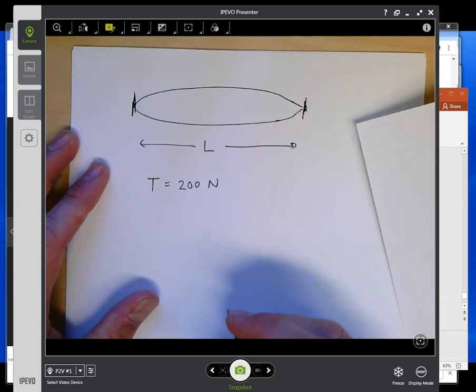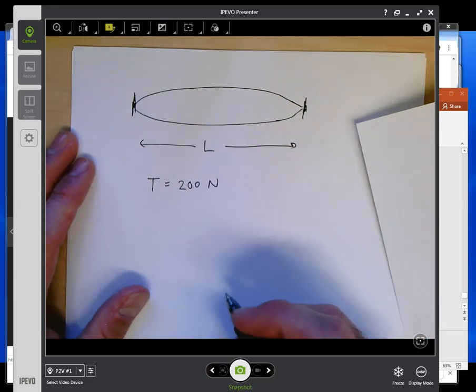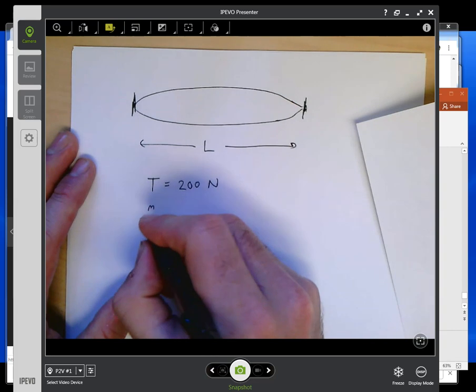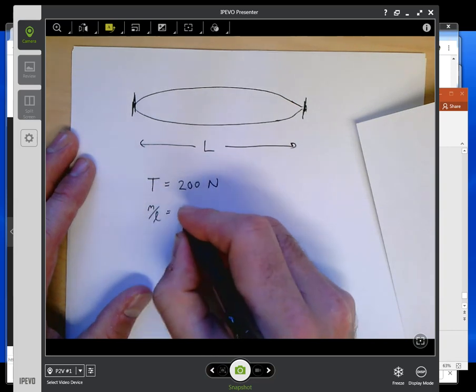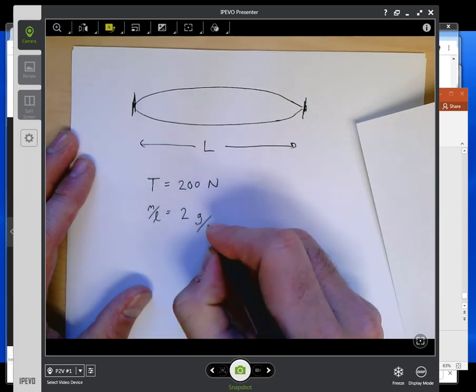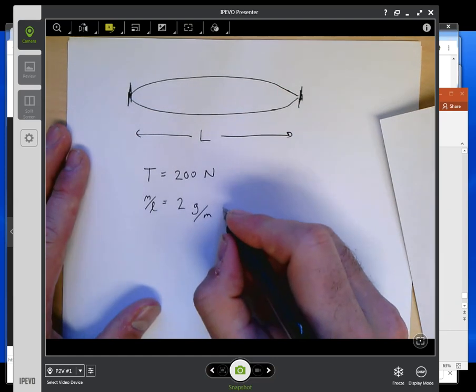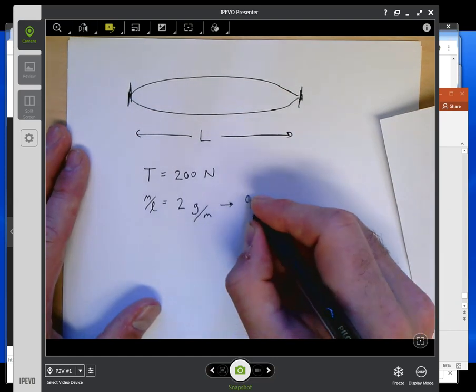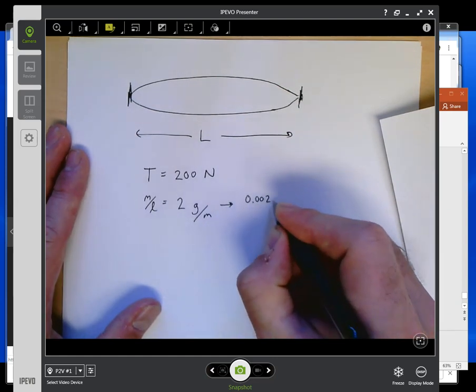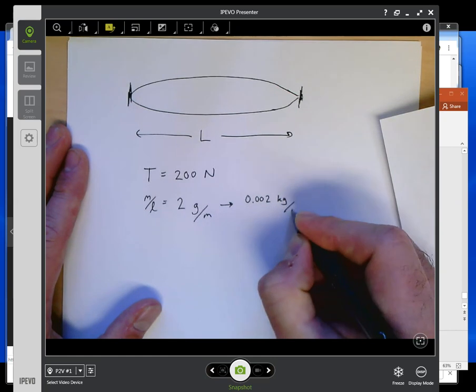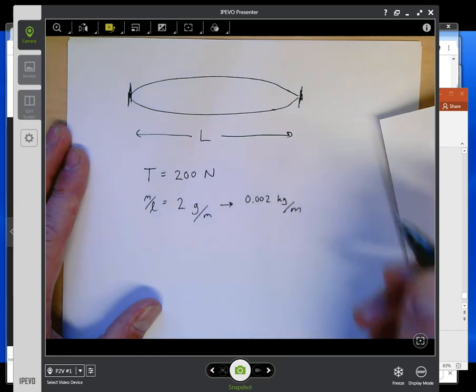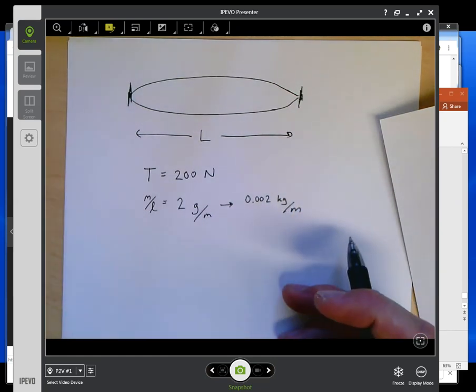And imagine that a lot of times when you order strings, they'll tell you, oh, well, the mass per unit length is equal to 2 grams per meter. Well, in order for us to be able to put things into meters per second, we need to use SI units. So 2 grams per meter is going to be 0.002 kilograms per meter. So before we even know what we're solving for, we're just going to always try to put things into SI units.